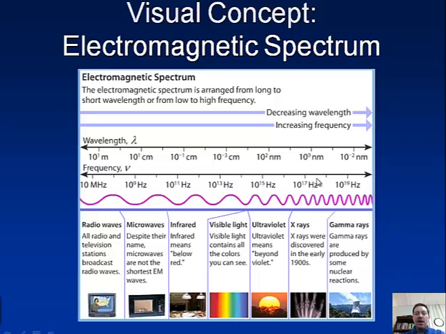If we look at the other side, ultraviolet, or beyond violet, above the violet, we've got X-rays and gamma rays. These are the rays that we have to watch out for when we're out in the sun, so these are the ones that can actually cause skin damage.